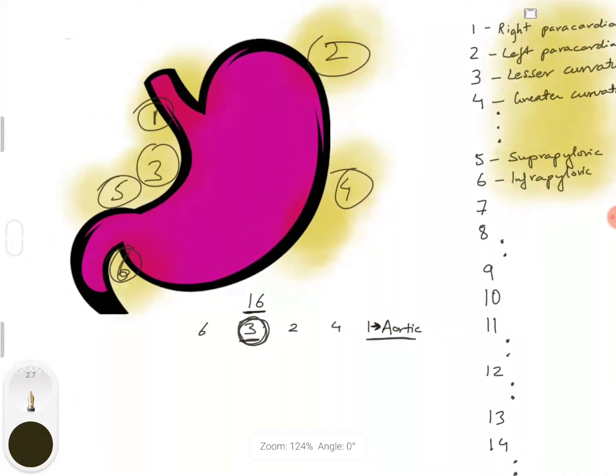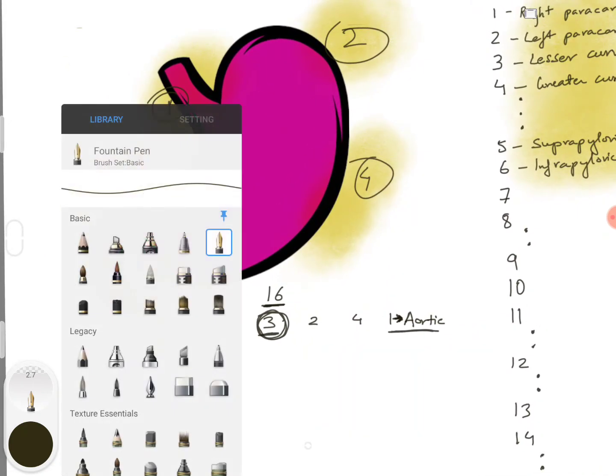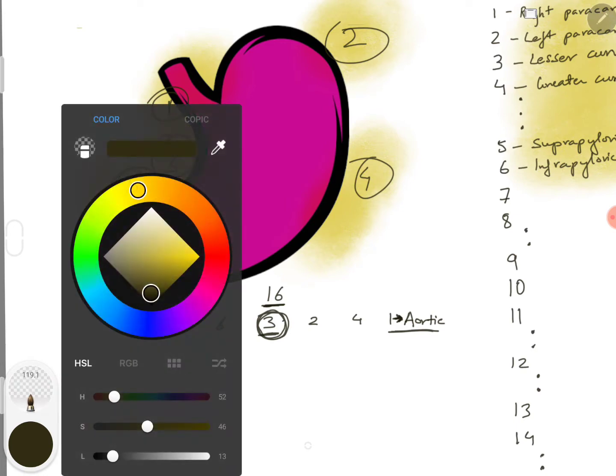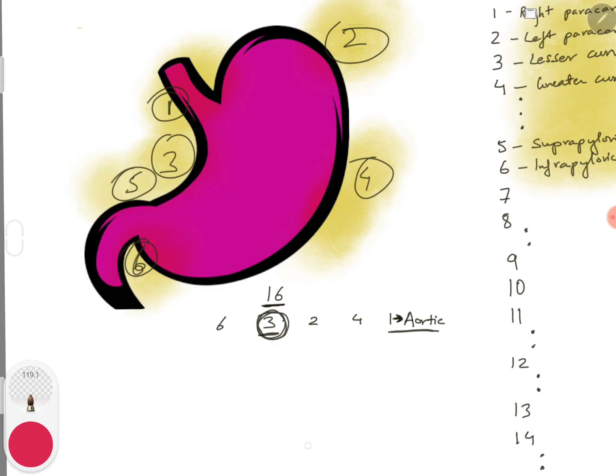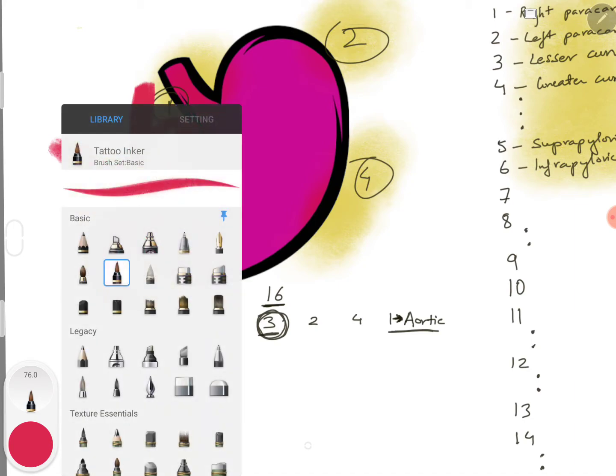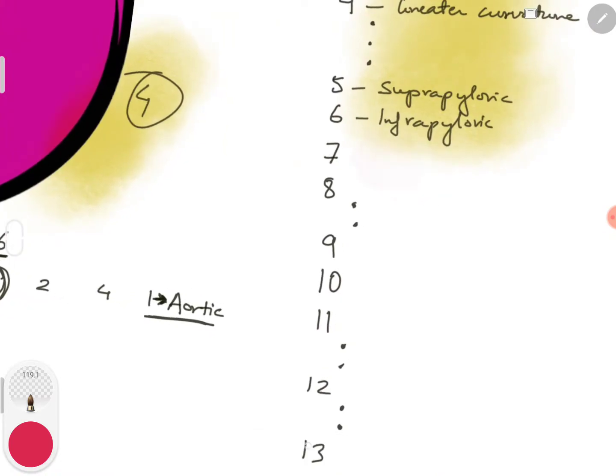Then 7, 8, 9 are arteries. So for the arteries, let's use a red color. So these are three arteries. One is going towards the liver, one supplies the stomach here, left gastric artery, and the parent artery, the celiac artery. 7, 8, and 9.